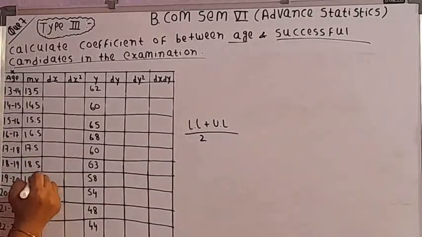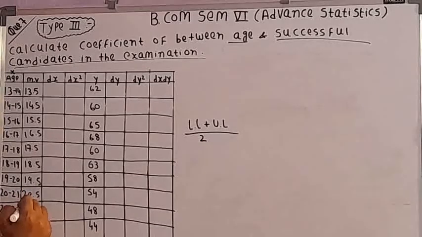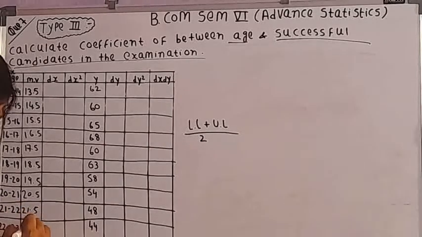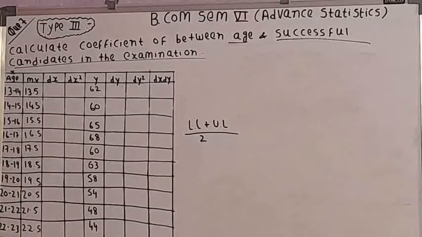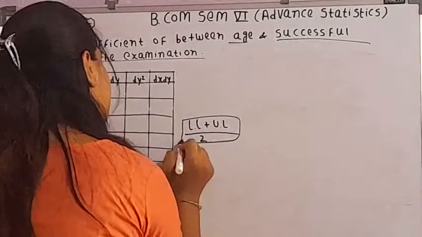Then 20 plus 21 divided by 2 will be 20.5. 21 plus 22 divided by 2 will be 21.5. Then 22 plus 23 divided by 2 will be 22.5. So this way we have calculated the mean value for all the series with the help of this formula, that is lower limit plus upper limit divided by 2.